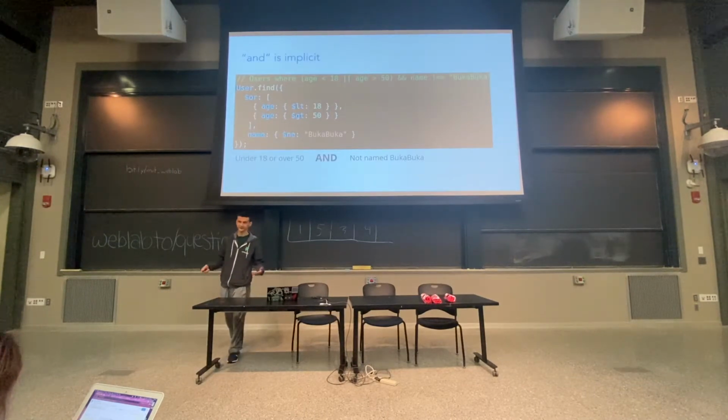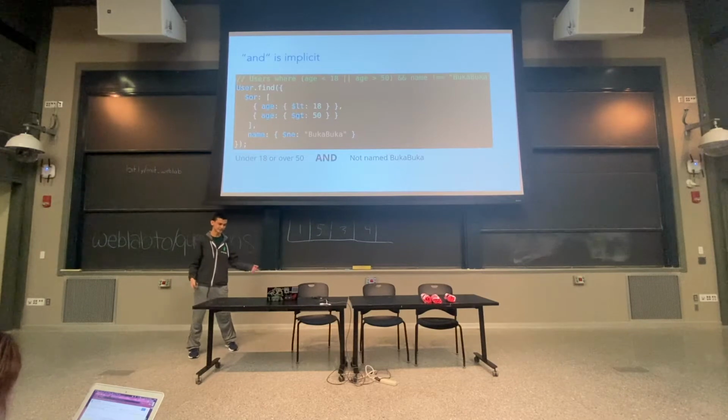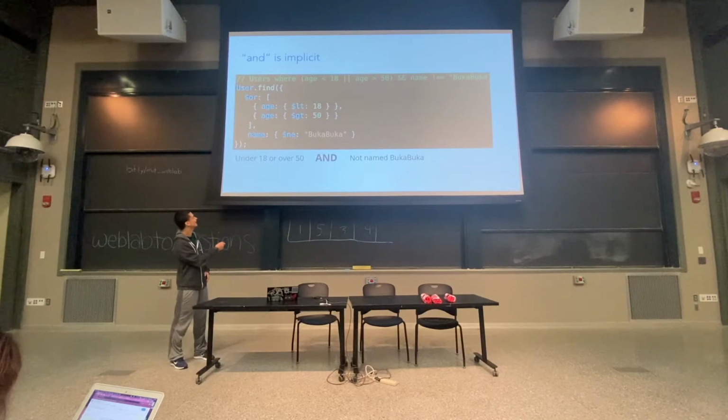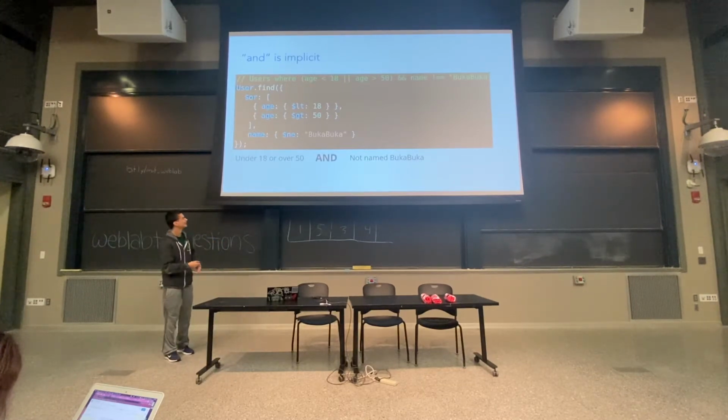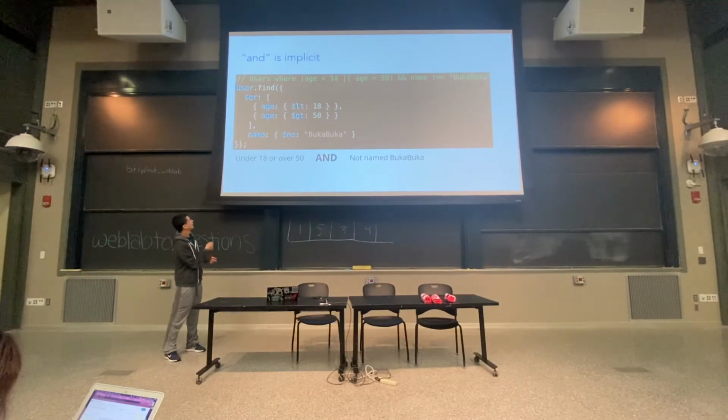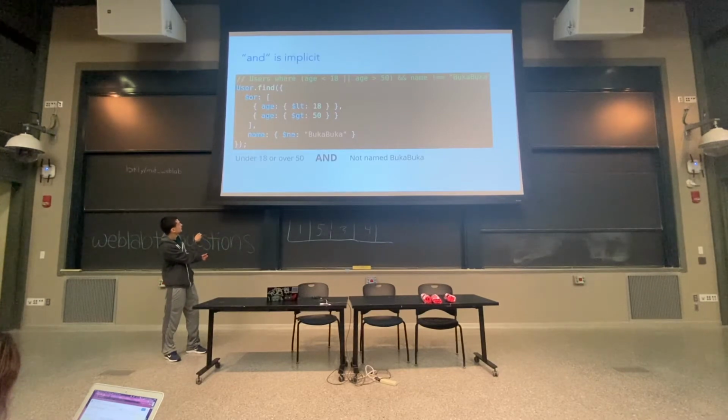And let's say I want to do fancier. I want to find all users that are less than 18 or greater than 50, but not Buka Buka. I don't care about Buka Buka. He's dead to me now. You can use this $ne operator, which means not equal. So there are 2 criteria here. The first one is the top one: either they're under 18 or greater than 50. And the second one is name not equal Buka Buka.